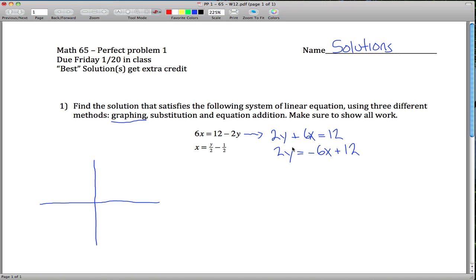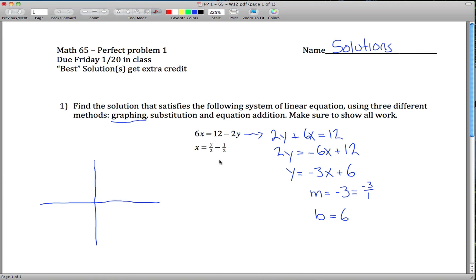And so now we've isolated 2y, but really what we want to do is isolate y. So what we'll have to do is divide both sides of the equation by 2, which gives us our line in y equals mx plus b form. If it helps you, you can even write that the slope right here is -3, or some people like to write that as a fraction, -3 over 1. And our y-intercept is 6.